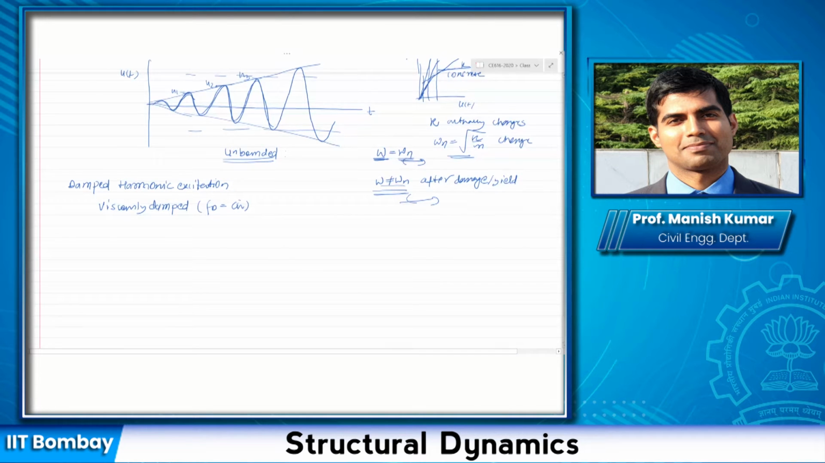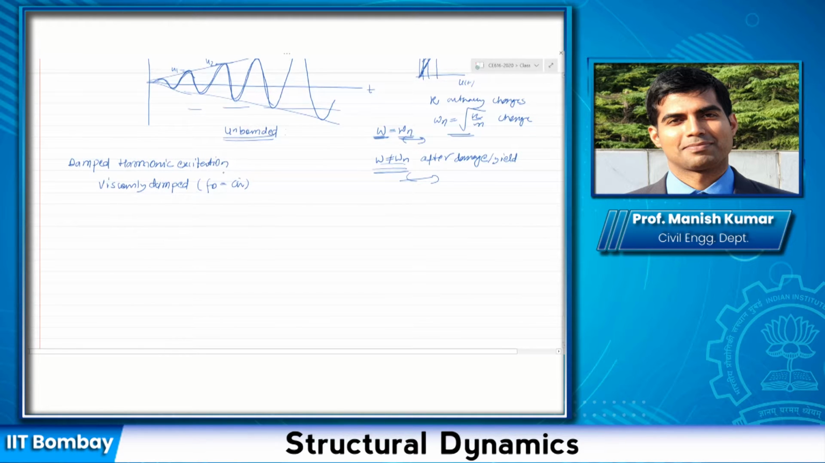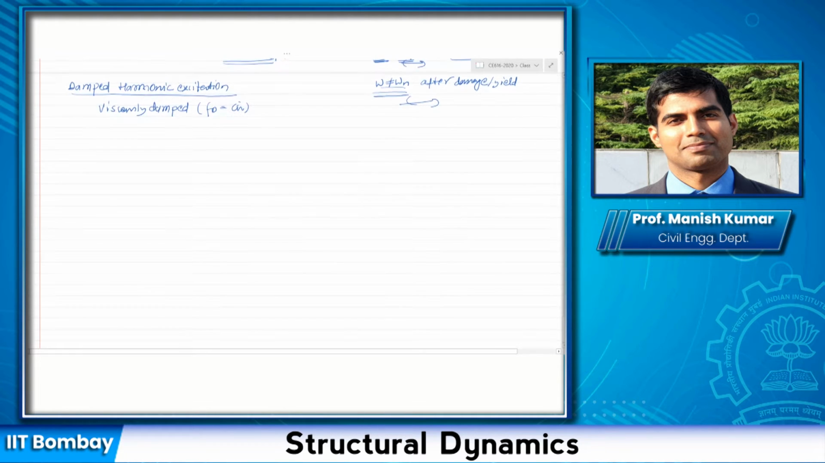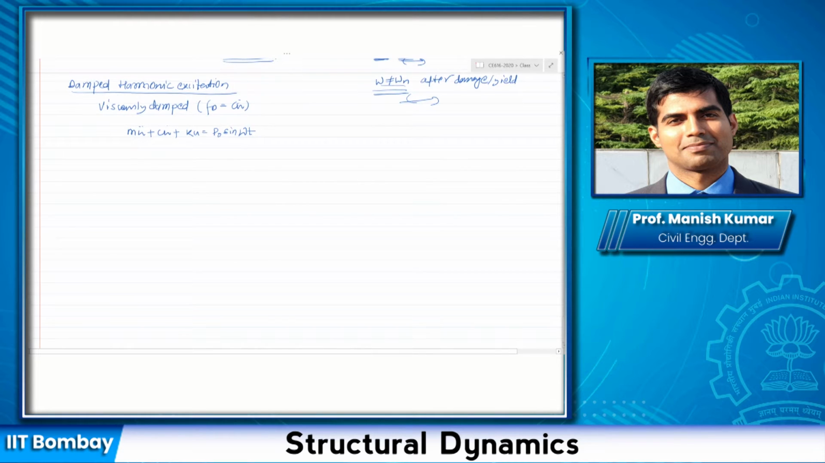Okay, so for a damped harmonic excitation, let us start this now and then try to obtain the solution. I can write down my equation of motion as m u double dot plus c u dot plus k u is equal to p naught sine omega t. Now I have the damping term as well. So again, for this solution, I would need to get the total response, and that would be obtained as the sum of the particular solution and the complementary solution.